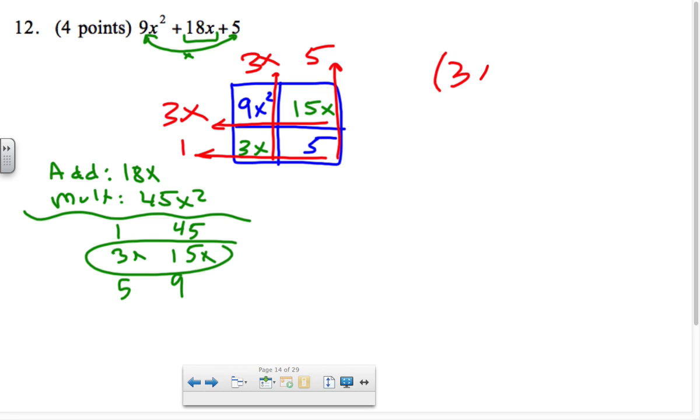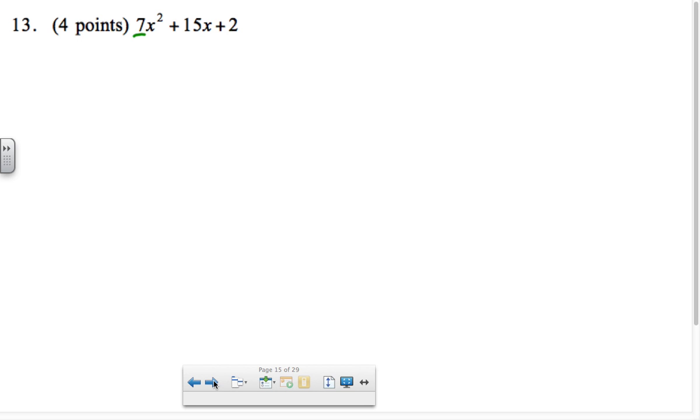So this is going to factor to 3x plus 5 times 3x plus 1. And you can double check with multiplication. It multiplies to 9x squared, 15x, 3x, and 5, which combine to 9x squared plus 18x plus 5. All right? So we do that same thing for number 13. Because again, there is no shortcut for this one.